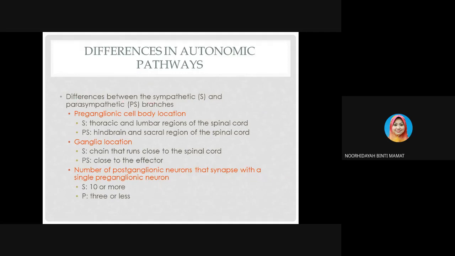The differences between the sympathetic and parasympathetic branches. The preganglionic cell bodies in the sympathetic are in the thoracic and lumbar regions of the spinal cord, while the parasympathetic are in the hindbrain and sacral regions of the spinal cord. For the ganglia location, in the sympathetic branch the ganglia are in a chain that runs close to the spinal cord, while in the parasympathetic branch the ganglia are close to the effector. For the number of postganglionic neurons that synapse with a single preganglionic neuron, in the sympathetic it is 10 or more, while in the parasympathetic it is 3 or less.